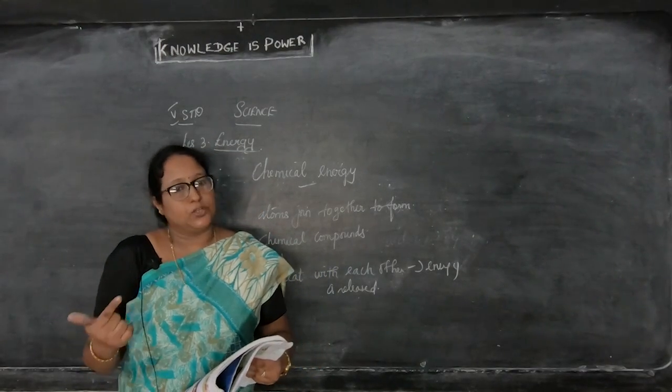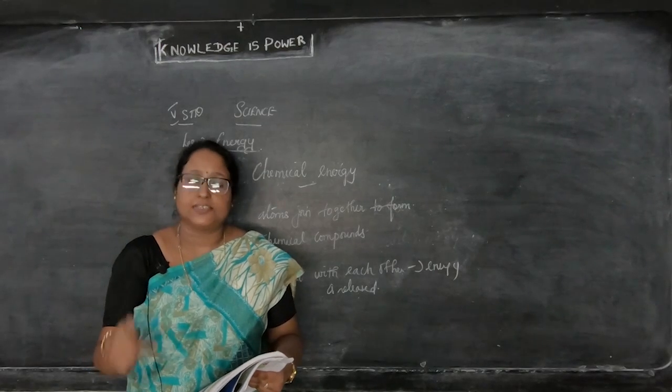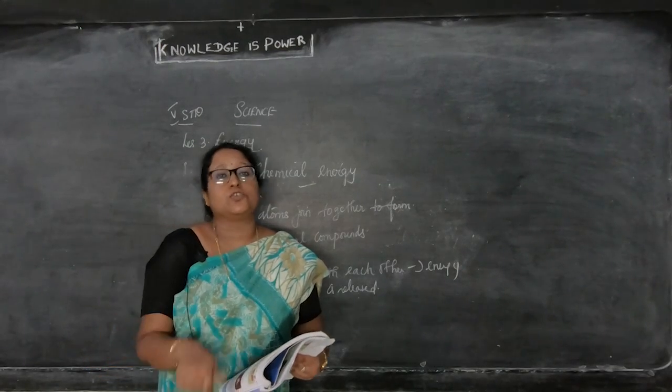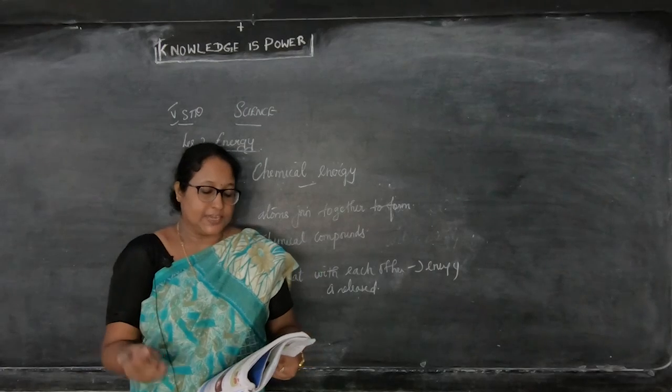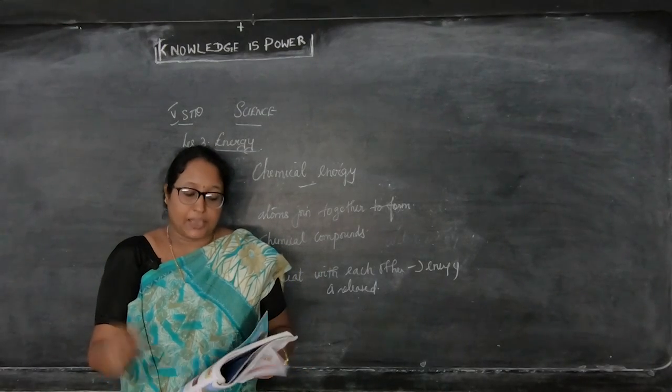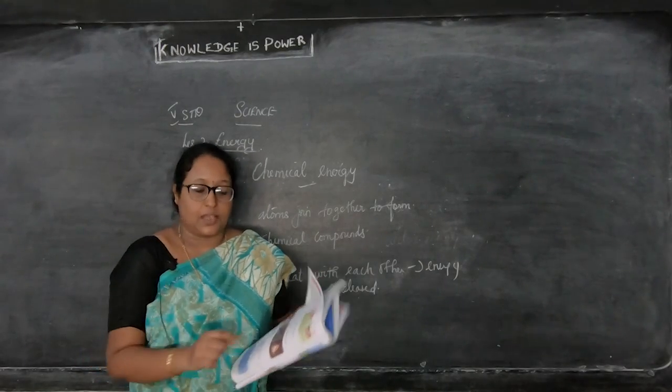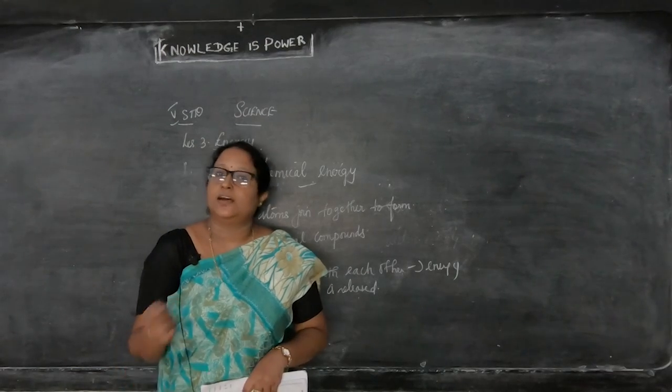Then fuels. Fuels என்னென்ன சொன்னேன் நான், like petrol, diesel. So these are the fuels which are used to run the vehicles. Now fuels like petrol and diesel have the chemical energy. So already I said it's given here, which is used to run the vehicles.